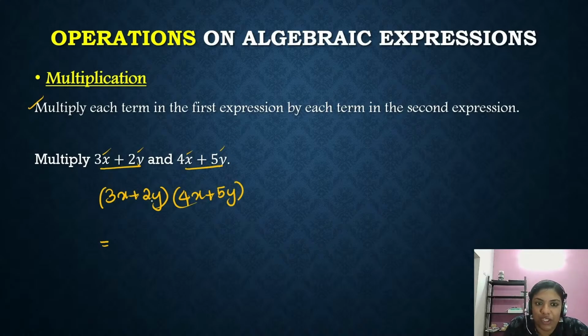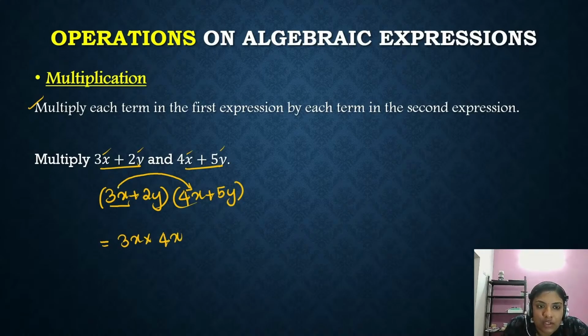Okay, I will tell you, here two brackets are seen, right? We have to use the distributive property. We have to distribute each member in the first bracket among the members in the second bracket. Okay, let me tell you how. Let's start with 3x. 3x should be multiplied with 4x. Okay, 3x into 4x.